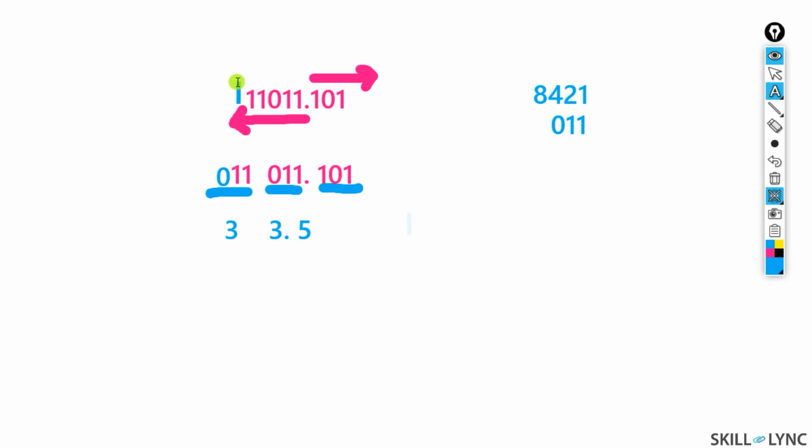So whenever you convert 11011.101 binary into octal, the answer will be 33.5, and the base will be 8. So this is the thing. Let's take one more example.